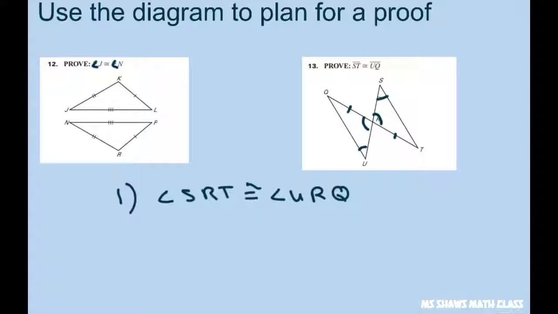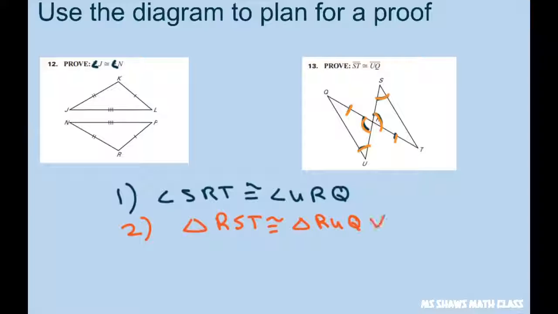And then I look at the triangles and I have angle, angle, side, and I have angle, angle, side. So since I have that congruence postulate, I can say my triangles are congruent. So I can say triangle RST is congruent to triangle RUQ.